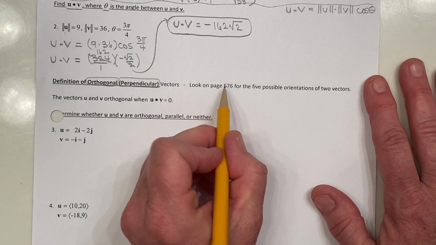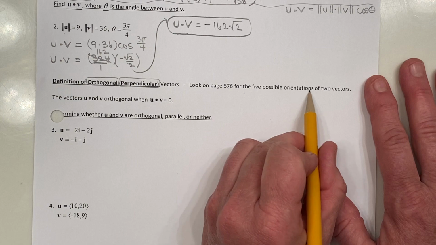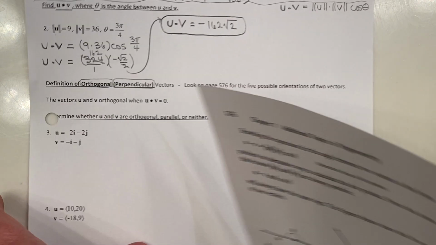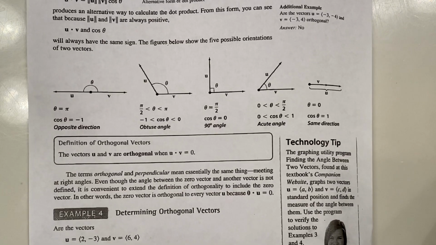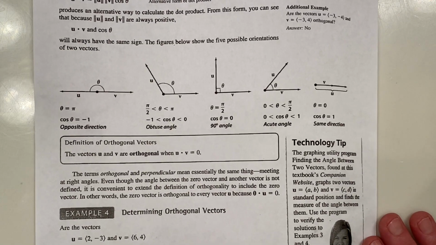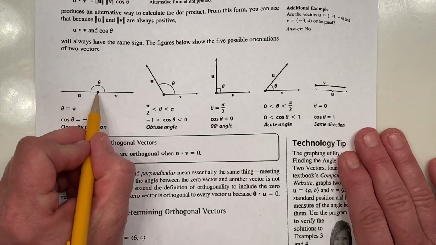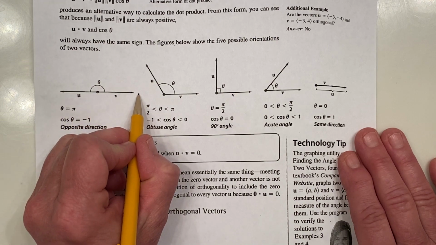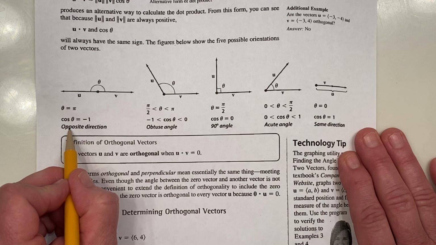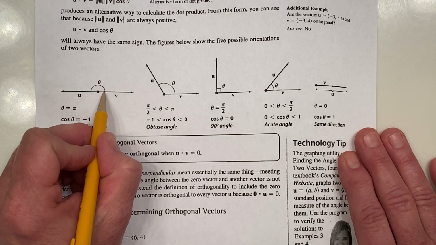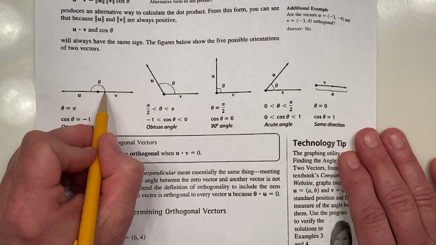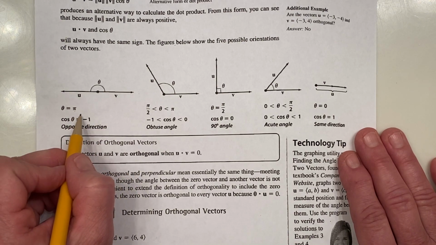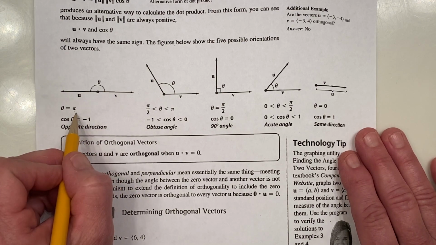All right, it says look on page 576 for 5 possible orientations of two vectors. So I happen to have a copy of that page here. I can see vector u going off in one direction, but vector v goes off in the opposite direction. So we're in opposite directions. The angle between these two vectors would be 180 degrees, or an equivalent radian measure would be pi.